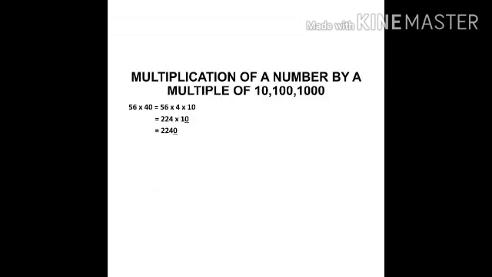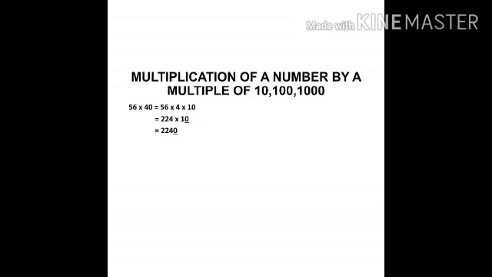Multiplication of a number by a multiple of 10, 100 and 1000. Do you know the multiples of 10, 100 and 1000? Okay, they are 20, 40, 500 etc. How about multiplying a number with a multiple of 10, 100 and 1000? How will we do this? Let us check.